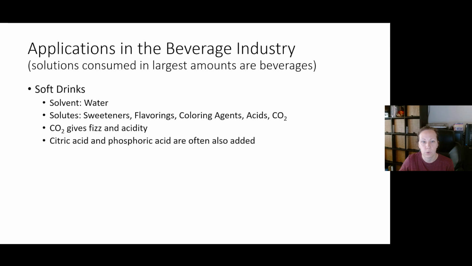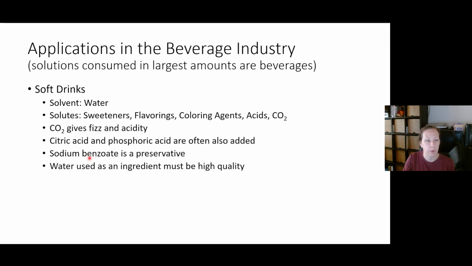Okay, so carbon dioxide is our gas in liquid, right? Citric acid and phosphoric acid would be our liquid in liquids. Although citric acid you can get in a granular form too, so that might be a solid in liquid. Sodium benzoate is a preservative. So there is a solid in liquid.